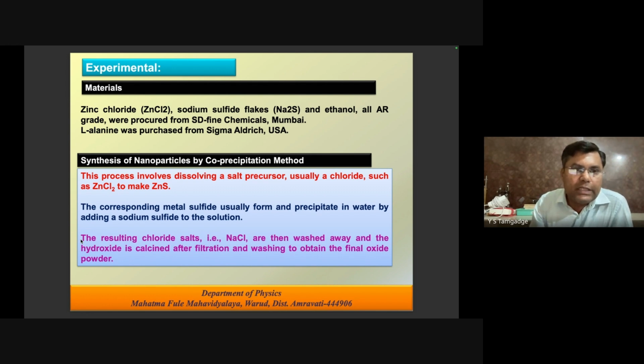For the synthesis, this process involves dissolving a salt precursor, usually a chloride. So we have dissolved zinc chloride in double distilled water. The corresponding metal sulfide forms and precipitates in water on adding sodium sulfide to the solution. The resulting chloride salt, that is NaCl, is then washed away, and the product is calcined after filtration and washing to obtain the final powder.